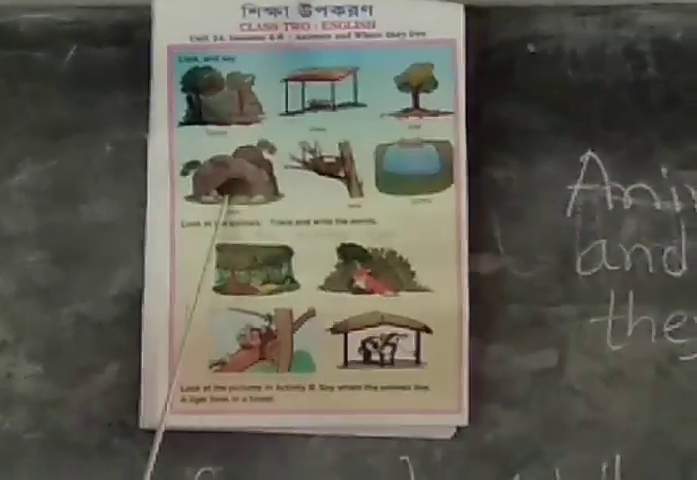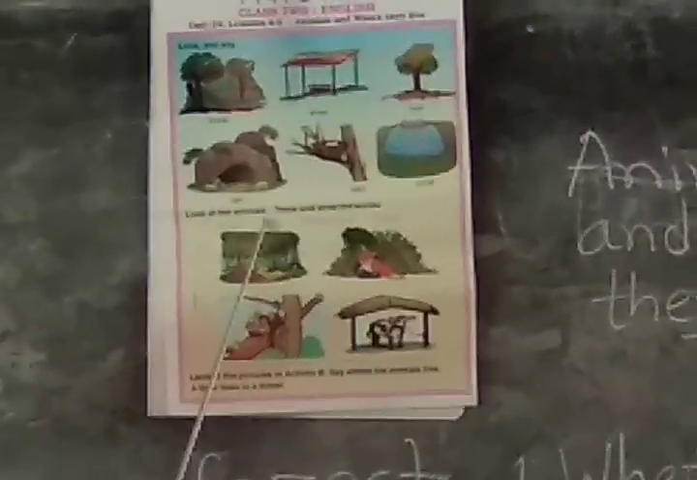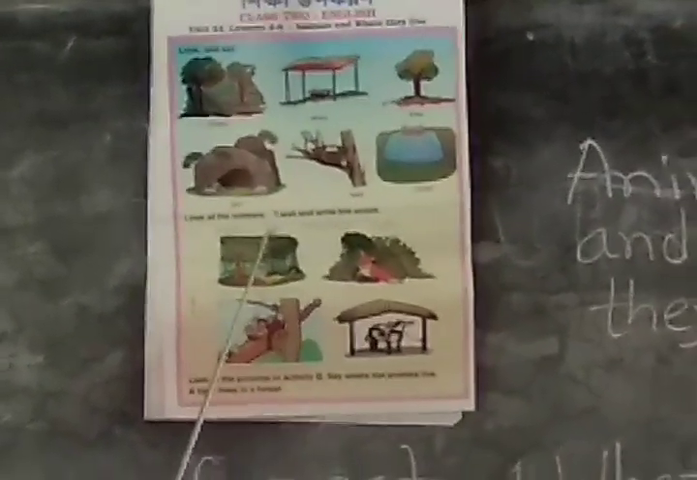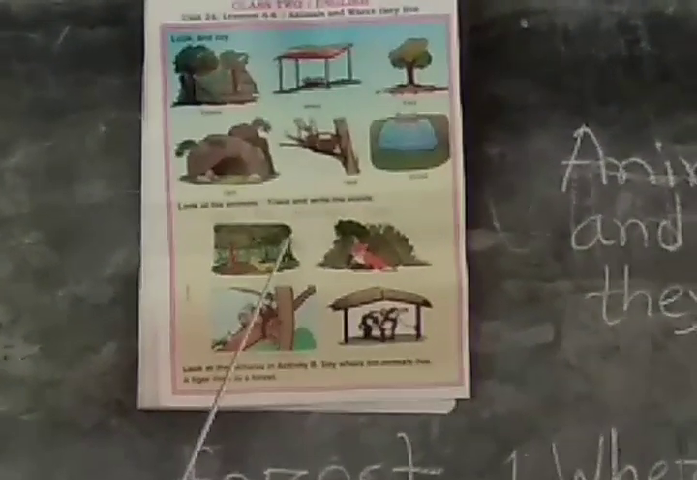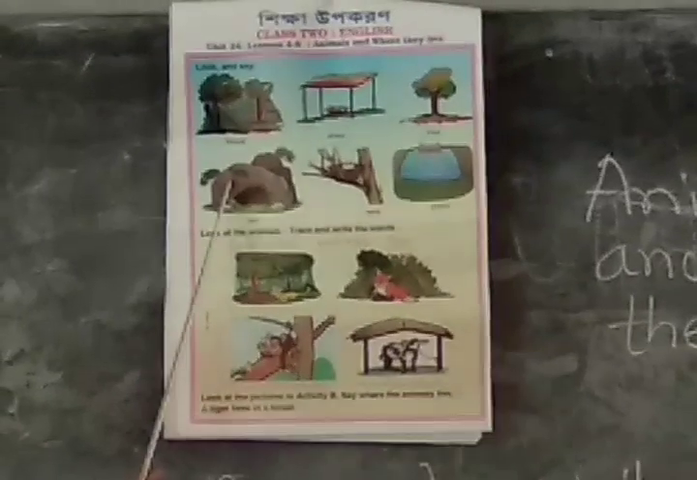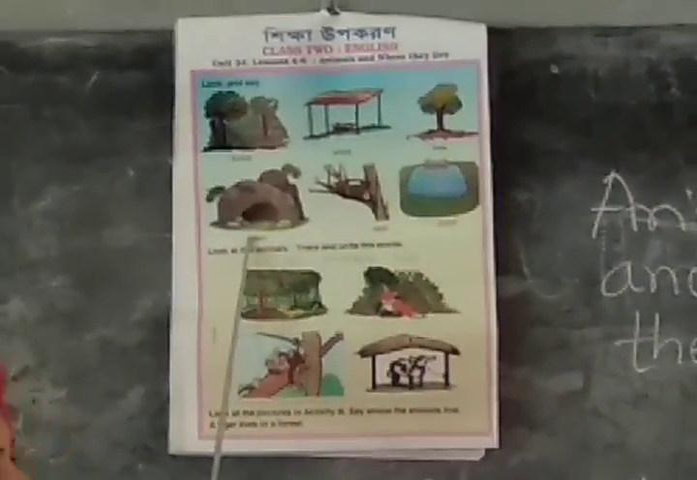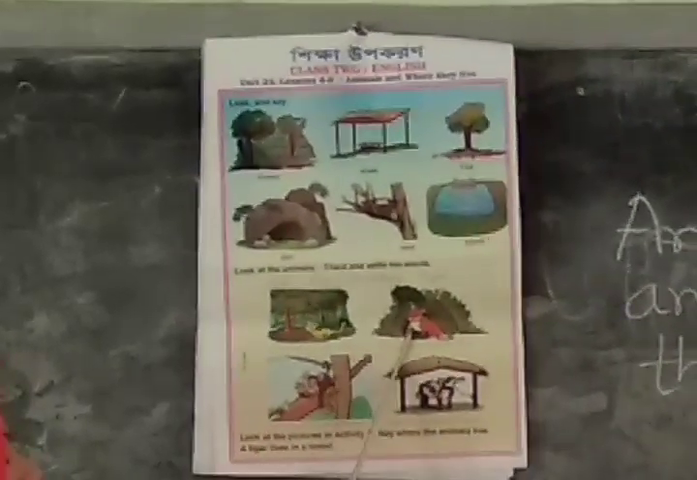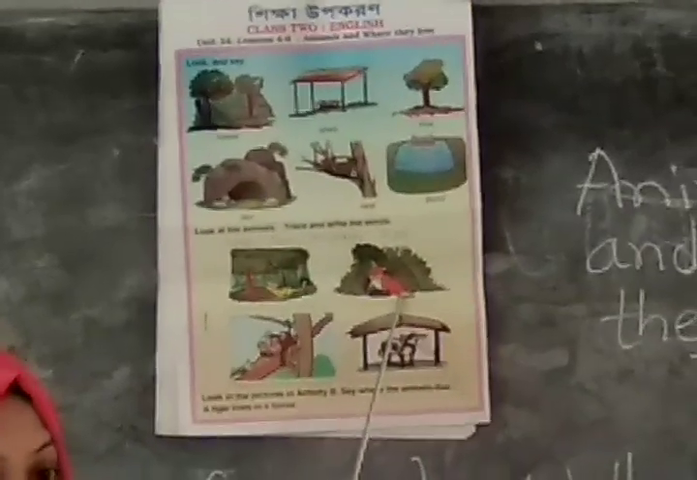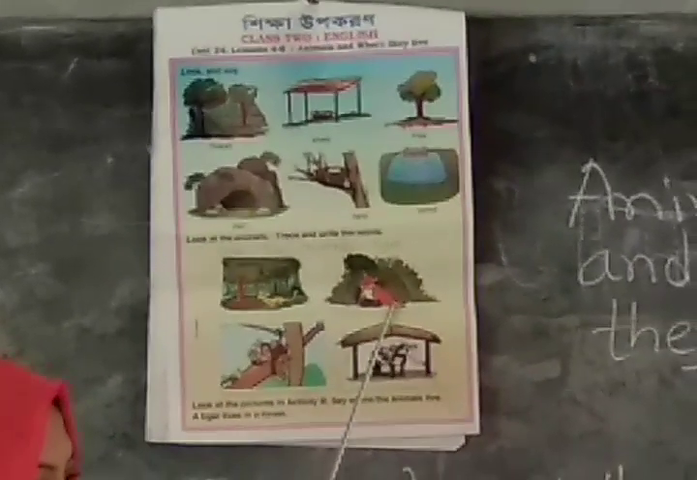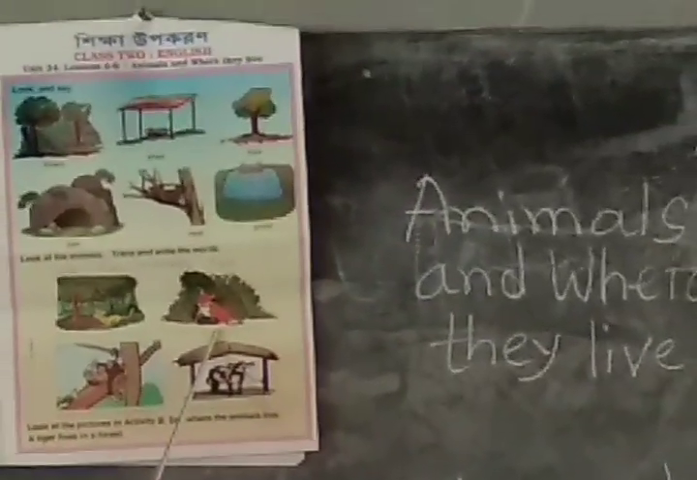Okay. Next picture. What is the picture about? No, it's not. Den. Atoshi, what is the picture about? Den. Now, look at this animal. Fox. What animal is it? Fox. Do you know where does the fox live?